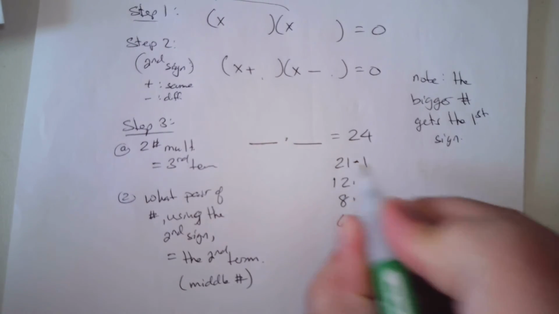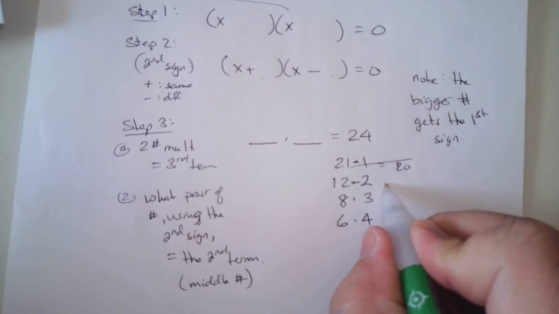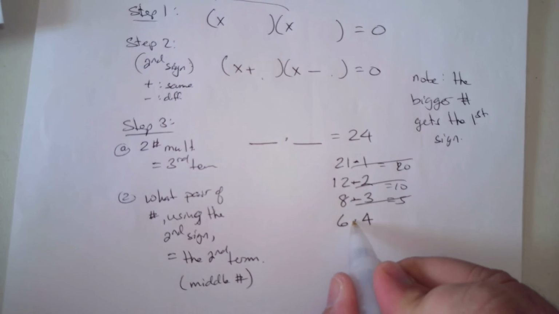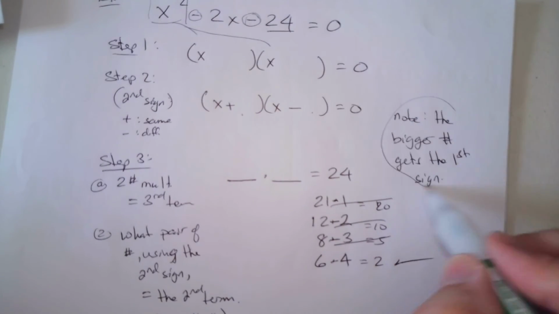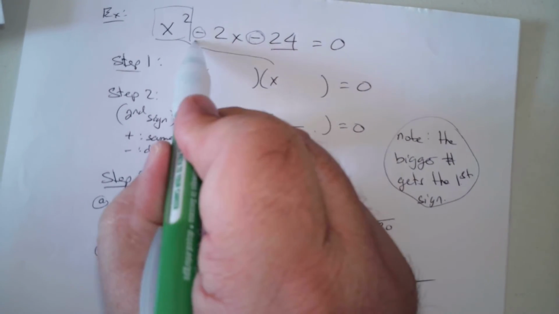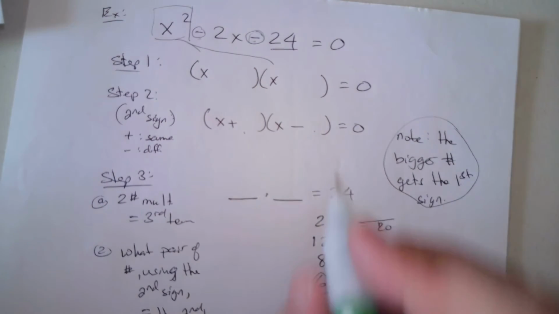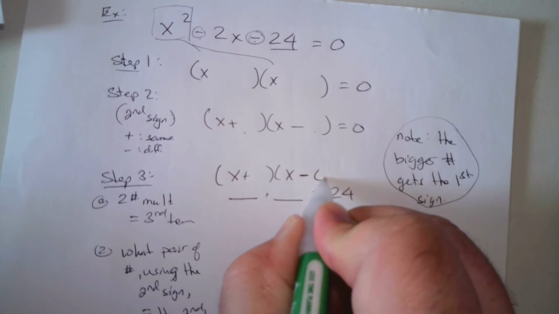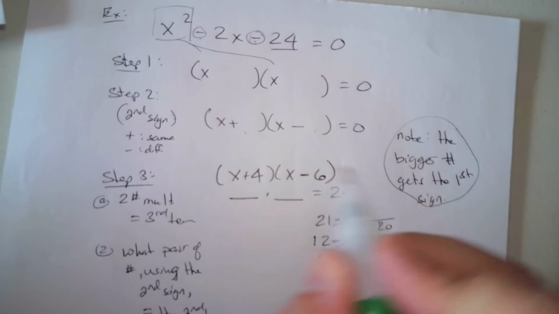So 12 minus 1 equals 2? No. 12 minus 2 equals 10? No. 8 minus 3 equals 5? No. 6 minus 4 equals 2. That's what I'm looking for. So as said here, since the first sign tells us a minus, the bigger number gets that sign. So 6 gets the negative sign, and that means 4 gets the plus.